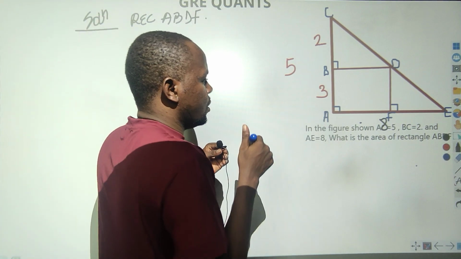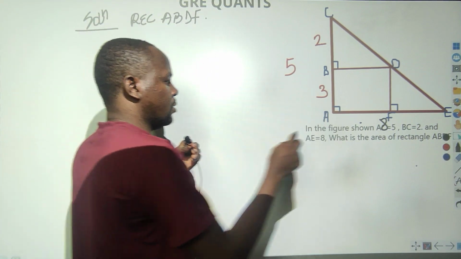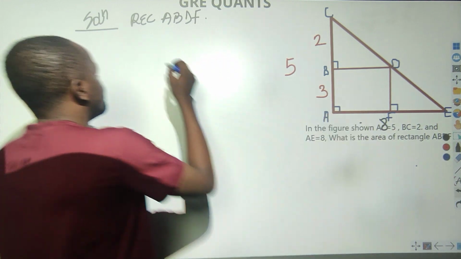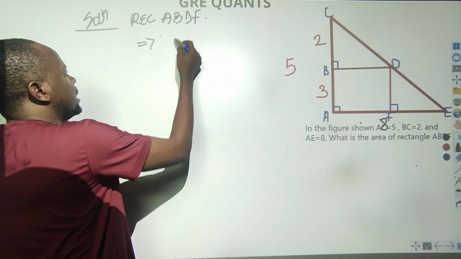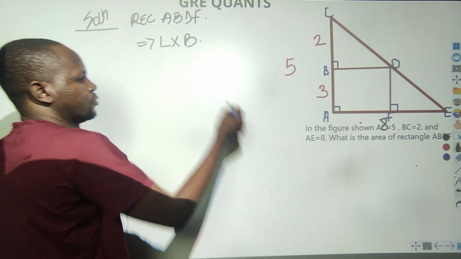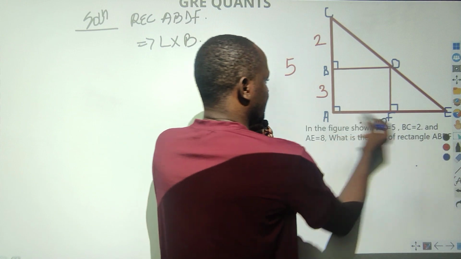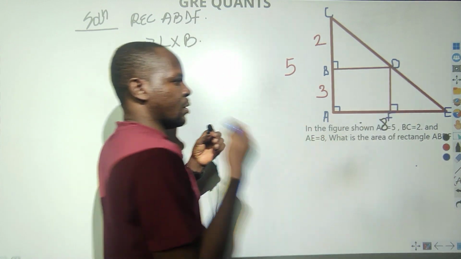Now for example, if I'm looking for ABDF, the area of the rectangle is length times breadth. So I'm just looking for length times breadth. I know the breadth, or the width, but I need to get this length. So how will I get that length?